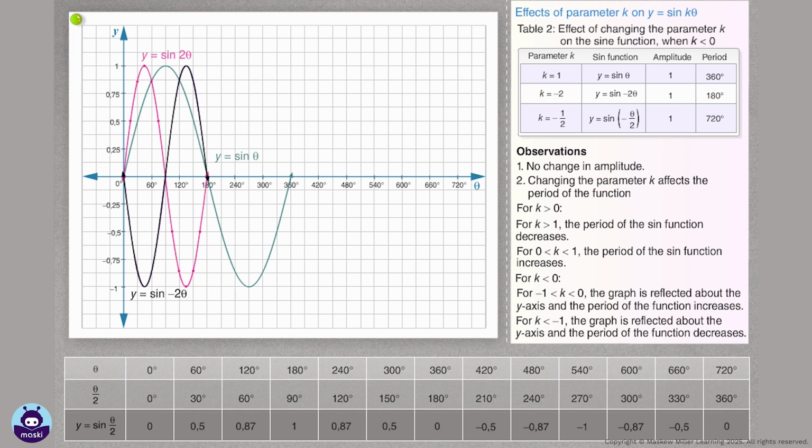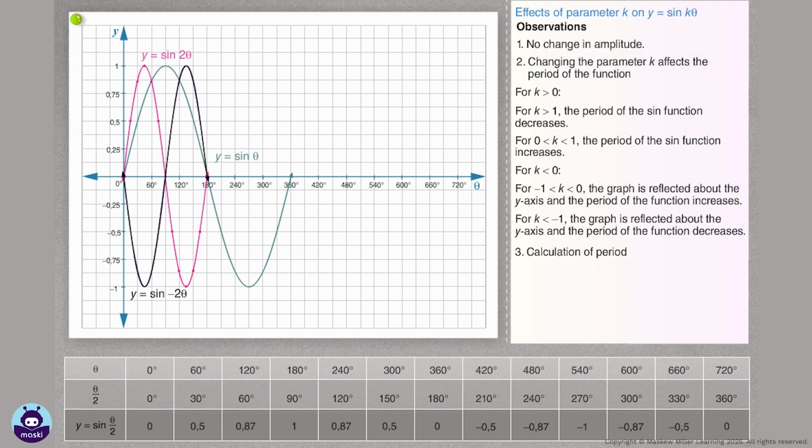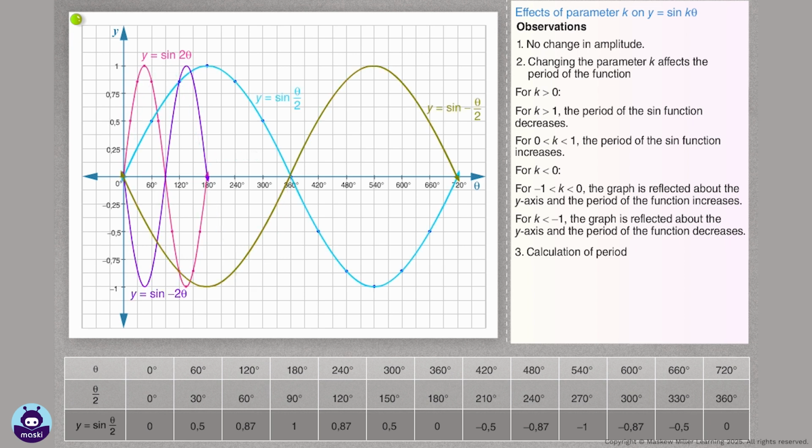of the function decreases. Note that we can also calculate the period of the function algebraically. We simply divide the period of the basic sine function by the magnitude of k, that is, ignoring the sign.